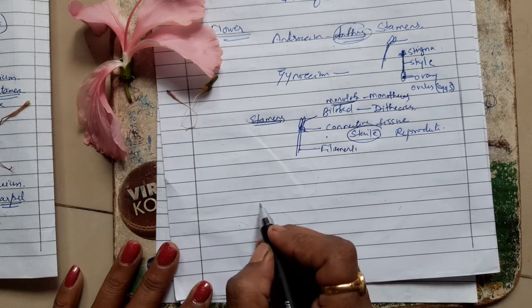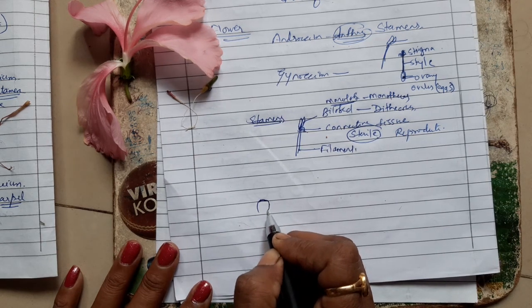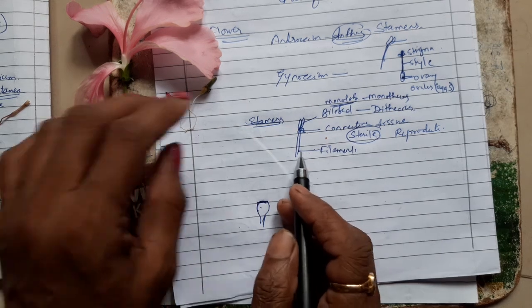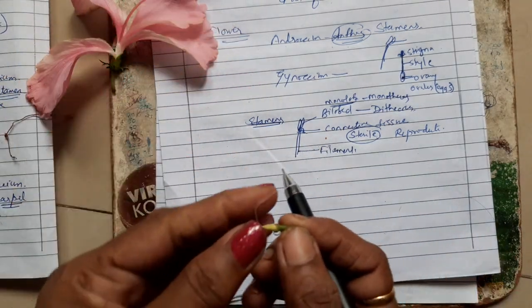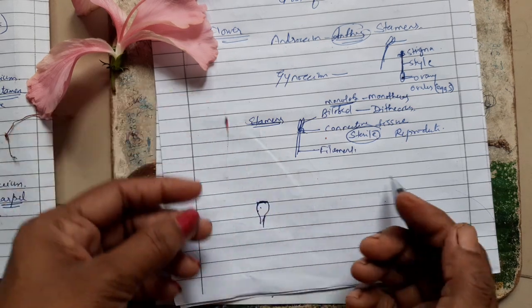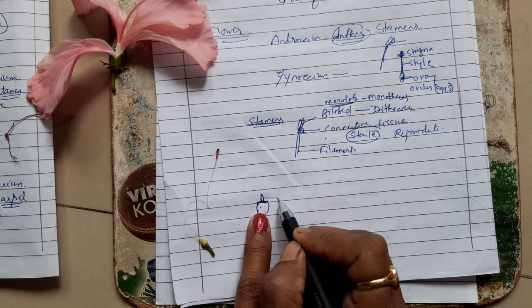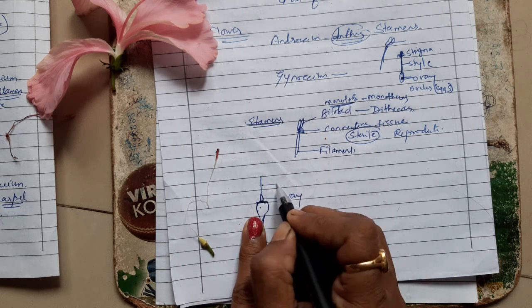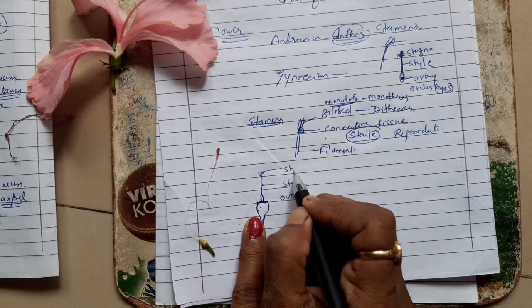Now the stamen is attached to the thalamus, because all these parts originate from the thalamus. If you see here, the ovary is attached here, and this innermost part is the ovary, then the style, and then the stigma.